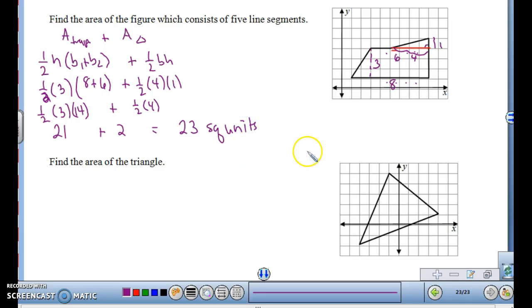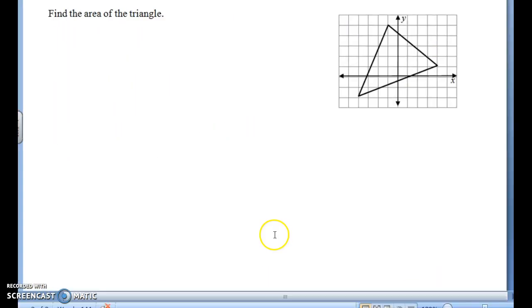So if you have an unfamiliar figure, see if you can divide it into separate shapes that you can add their separate areas together. So I did the area of the trapezoid here, area of the triangle here, and then added them together. All right, let's do the last one. All right, find the area of the triangle.